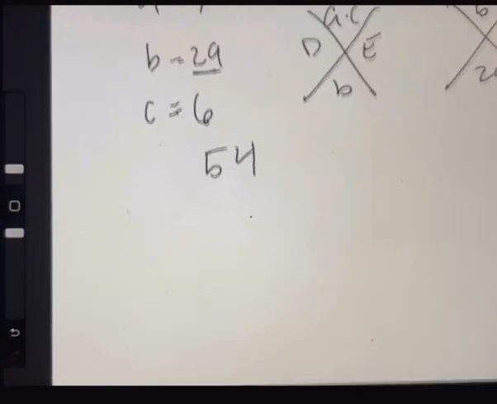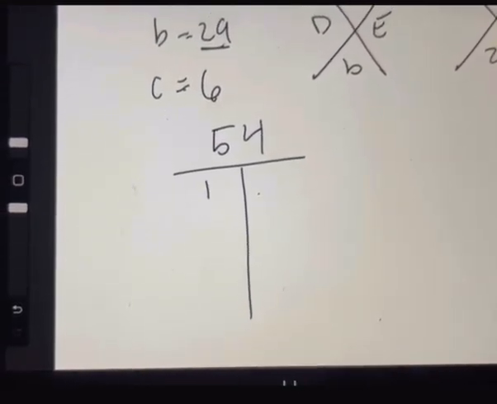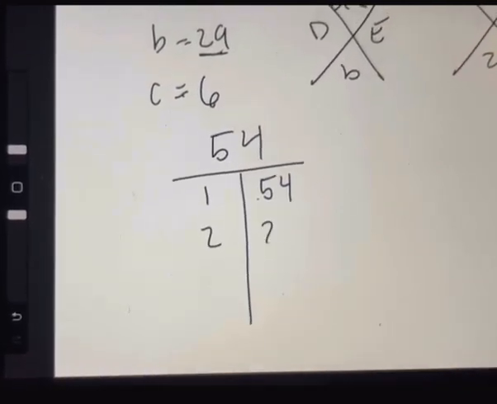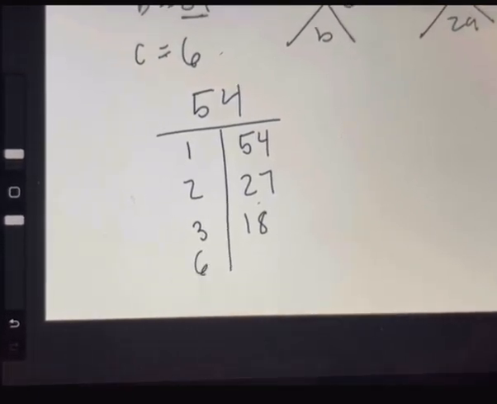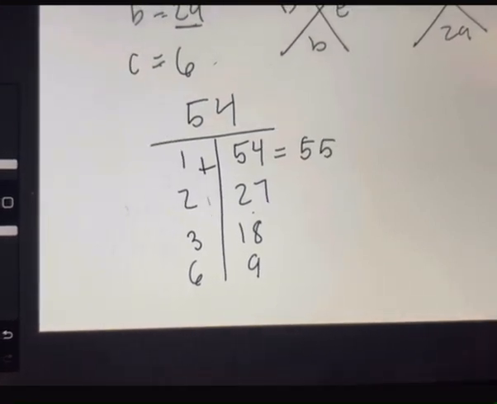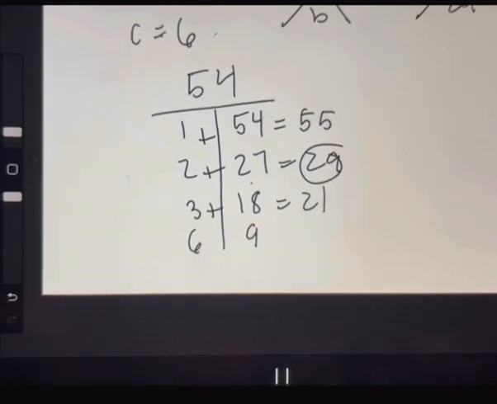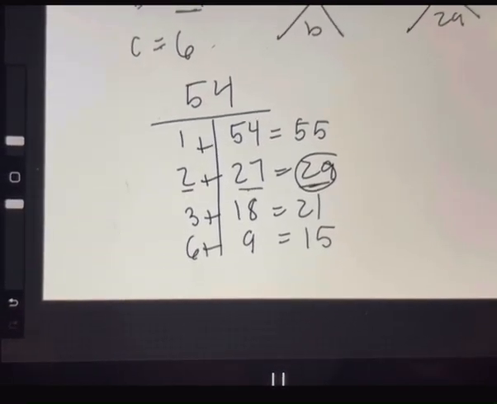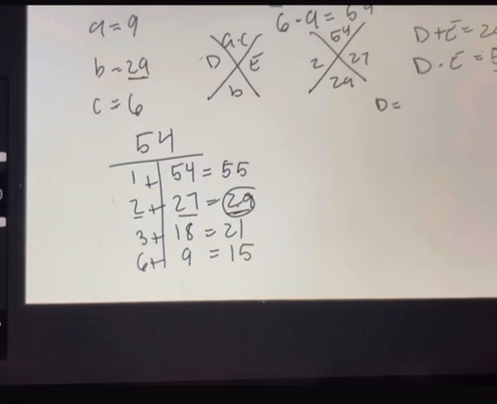Now again, anything can add together to get 29, but only certain things can multiply together, whole numbers I mean, to get 54. There's 1 and 54, 2 and 27, 3 and 18, 6 and 9. Now add them all together: 1 and 54 get 55, and then 27 plus 2 would get you 29, which is our answer, but it's good to check all of them. So now we know that our special numbers, D and E, will be 2 and 27.